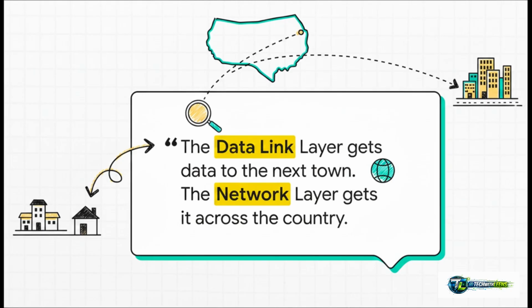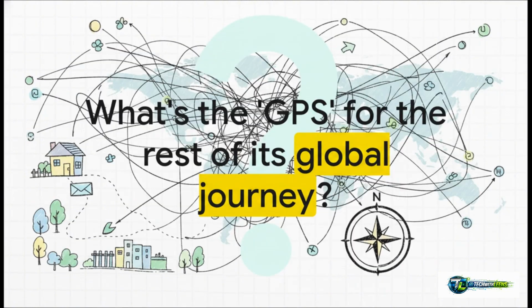So, the absolute key thing to remember is that the data link layer is all about local delivery. Its world is tiny. It's only concerned with getting data from one node to the very next one down the line. So our data, tucked safely inside its packet, has made it out of the house and through the local neighborhood. But its grand tour has just begun. So how does it navigate the millions of paths on the internet to find its final destination? Wow. That's the job of the next layer up.